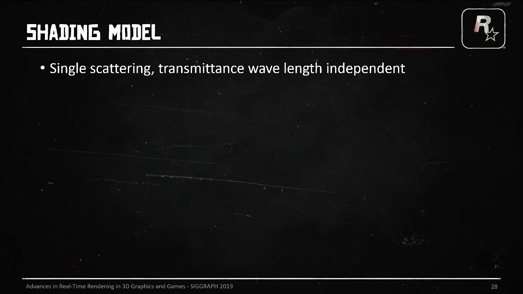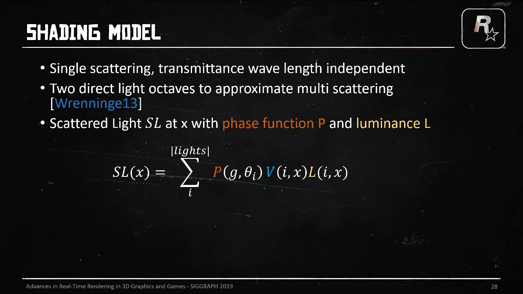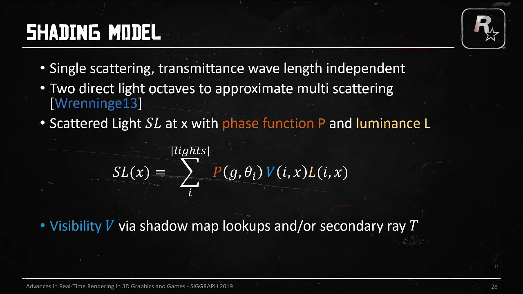So this tells us where samples are, but what are we doing at every sample position? First of all, the shading model is a single scattering-based model where transmittance is wavelength independent as well. And we approximate multi-scattering by applying 2 direct light octaves. If we recall, the scattered light sum is modulated by a phase function as well as visibility, and the visibility is basically done by relying on shadow map lookups and in some cases secondary rays.